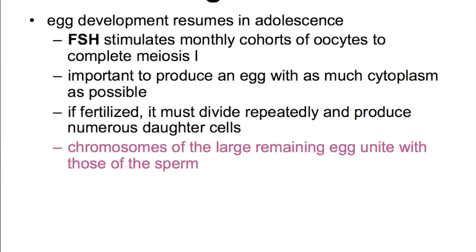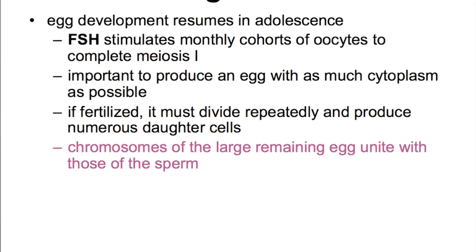And it's important to produce an egg that has as much cytoplasm as possible. Think about it. This egg is going to be responsible for then growing into a fetus, right? So if it's a very small egg and doesn't have a lot of mitochondria, doesn't have a lot of lysosomes, it's going to be very difficult to support life. However, if it's large, it has a lot of cytoplasm, a lot of mitochondria, it has everything it needs to grow, then it's going to be able to support life once it's fertilized.